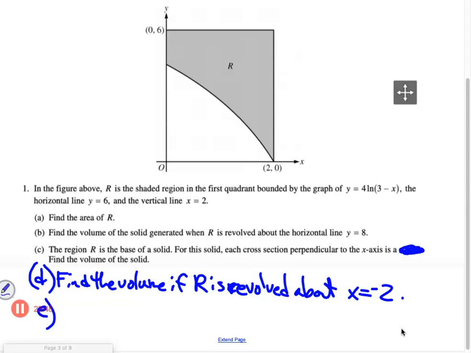All right, so we have this lovely figure. That's y equals 6. This is y equals 4 ln of 3 minus x. It's a calculator question. This is x equals 2. Find the area, which you can do in your sleep. Find the volume revolved about y equals 8. You should be able to do that without a problem. Each cross-section perpendicular to the x-axis is a shape of your choice. Square. Rectangle with the height of the hexagon.